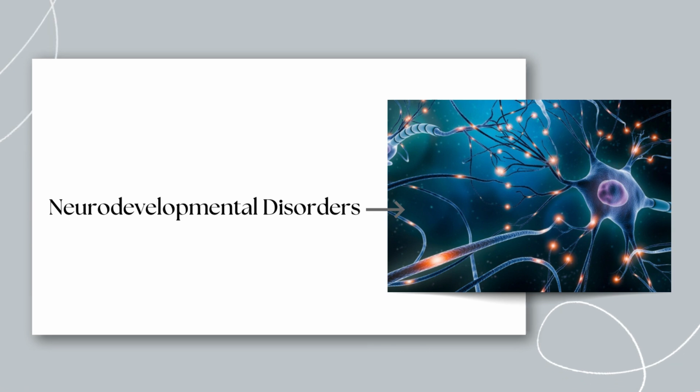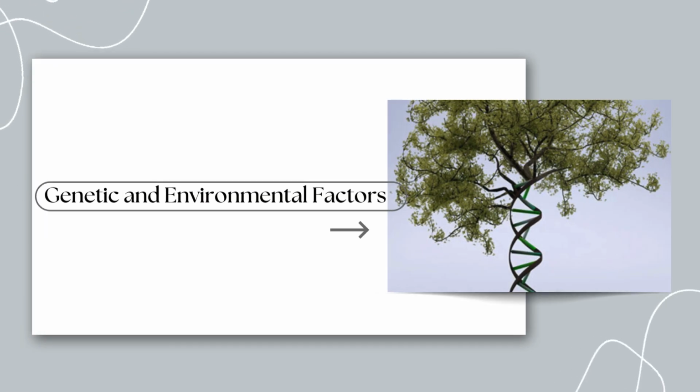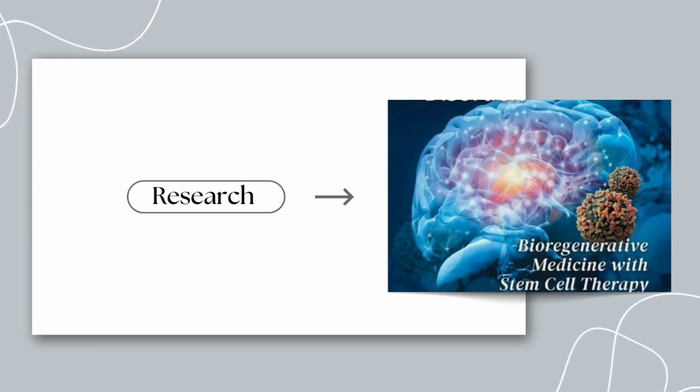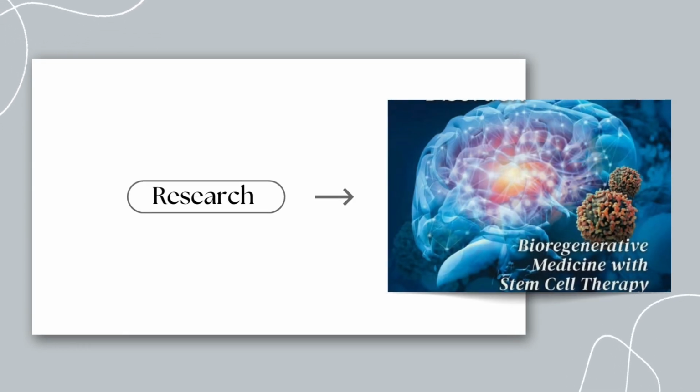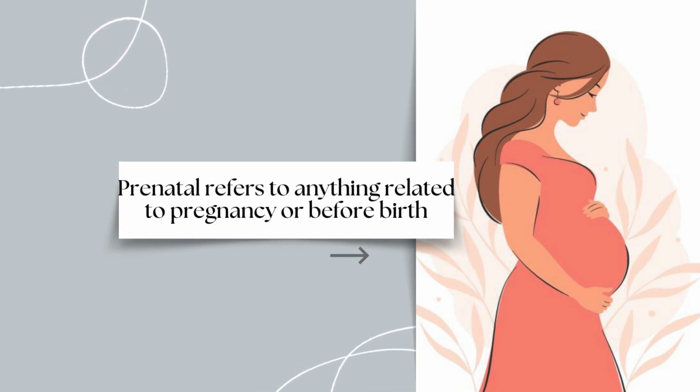But what exactly causes autism? The truth is, it's complicated. Autism is believed to be the result of a combination of genetic and environmental factors. Research has shown that certain genes are associated with autism, but it's not as simple as finding the autism gene. Environmental factors like certain prenatal exposures might also increase the risk.